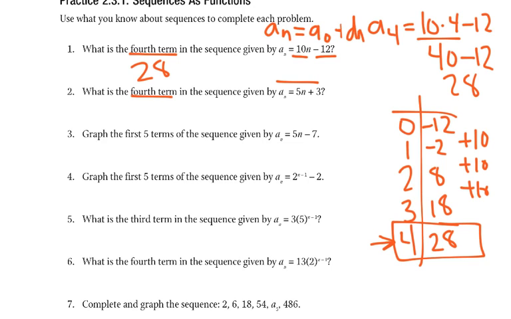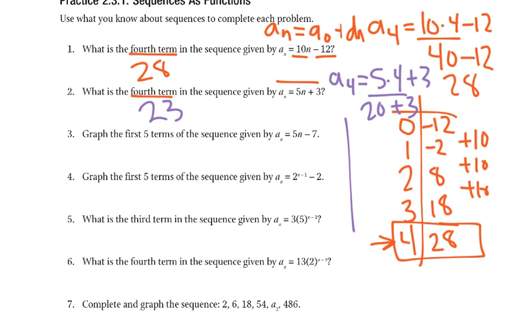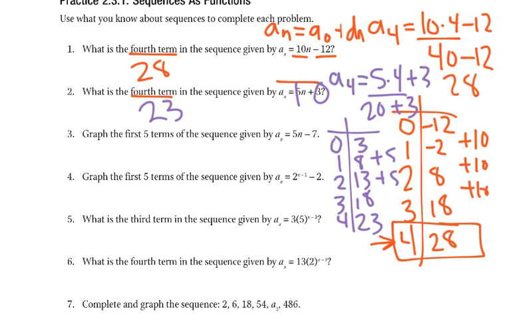So we'd go a sub 4 equals 5 times 4 plus 3. 5 times 4 is 20, plus 3 gives us 23. Once again, I could say there's my starting number, my zero term. We're adding 5 each time. That's my growth, and we could figure it out that way. So 8, 13, 18, 23. And that's all there is to these ones. These first ones anyway.